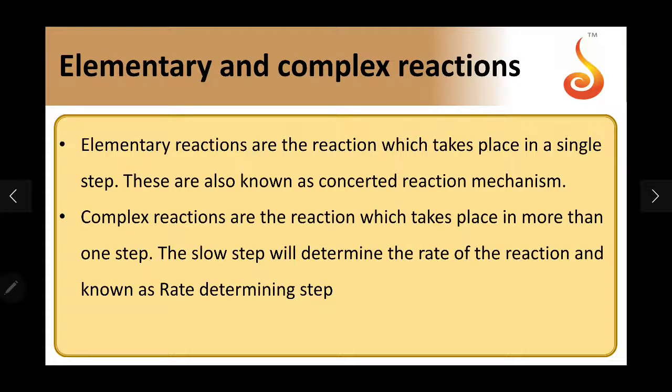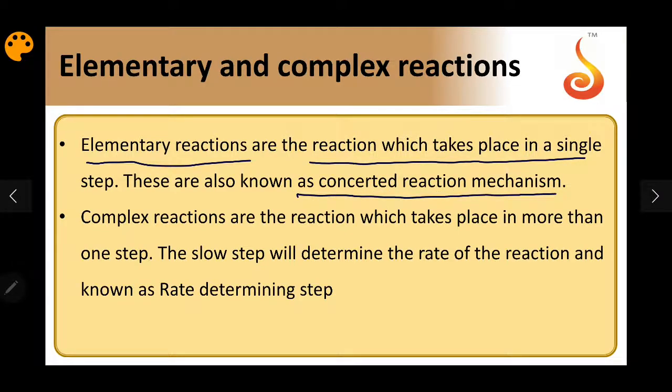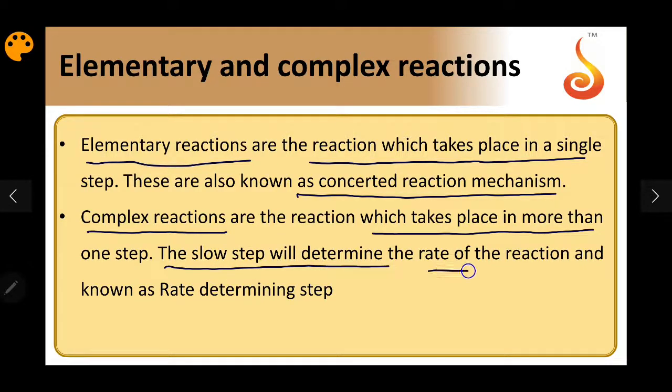Elementary and complex reaction. Elementary reaction is the reaction which takes place in one single step. It is also known as concerted reaction mechanism. And complex reactions are the reactions which take place in more than one step, and always in a complex reaction or multi-step reaction, the slow step will determine the rate of the reaction, which is called the rate determining step.